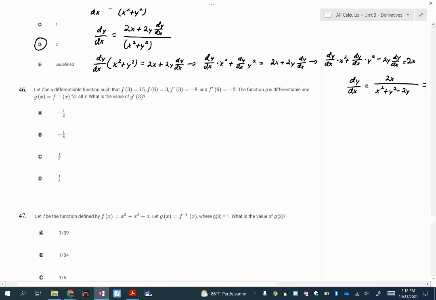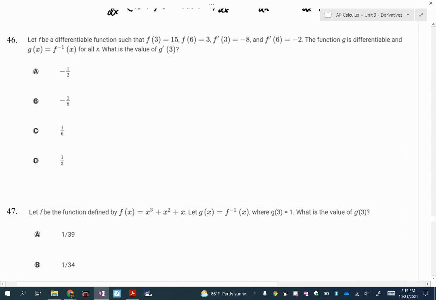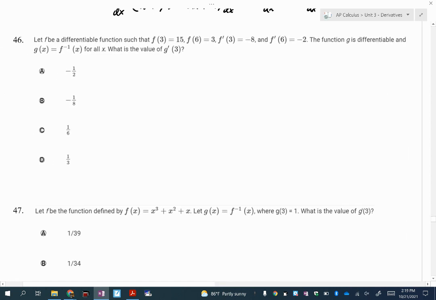All right, 46. It says we have all this information about f and its derivative. The function g is differentiable, and g of x equals f to the negative first power of x. So they're telling you that g of x is the inverse of the f of x function. So we want to find the derivative of the inverse. We did this a few lessons ago. So the derivative of the inverse is 1 over f prime of g of x.